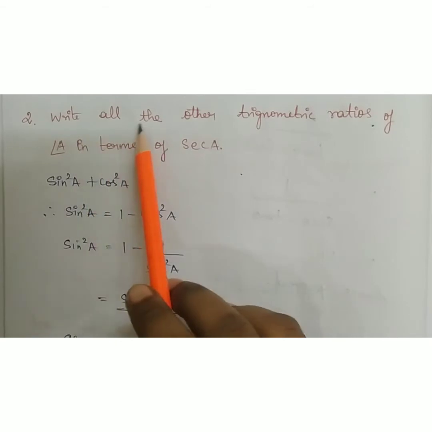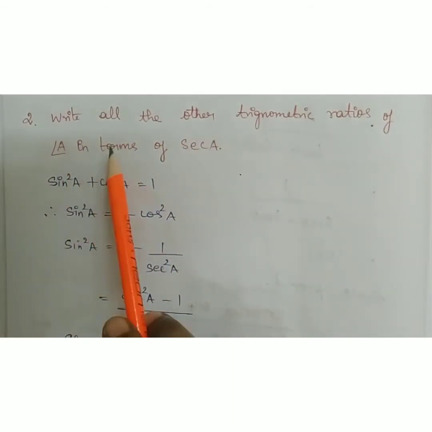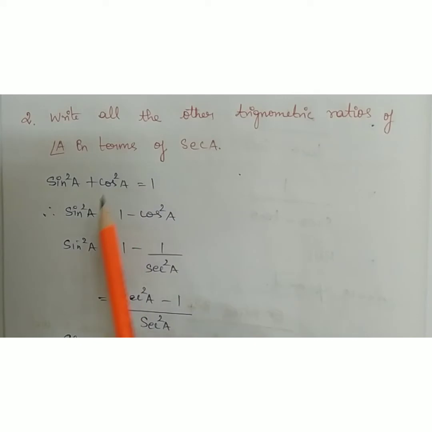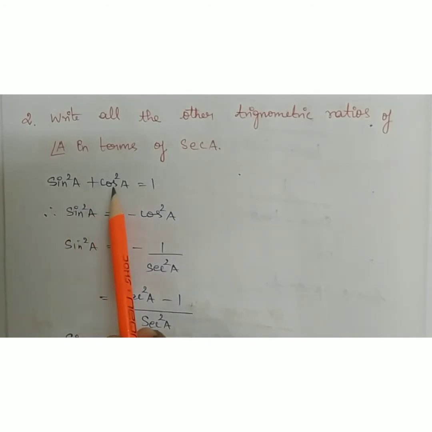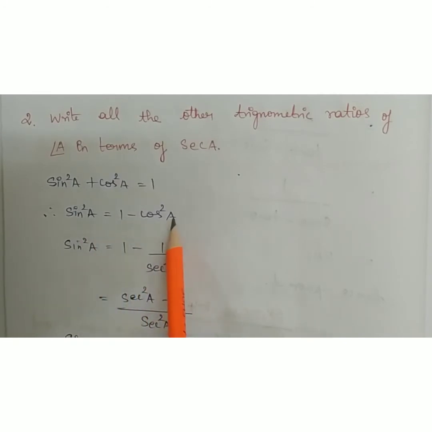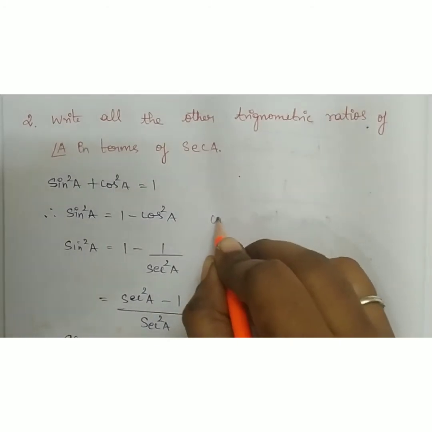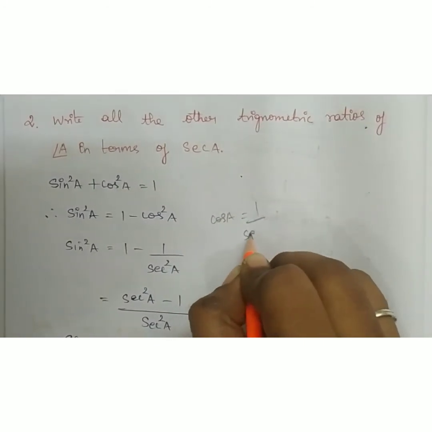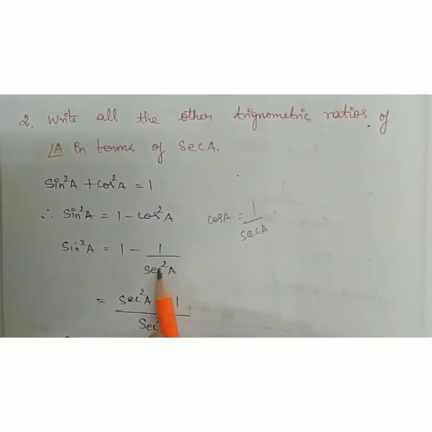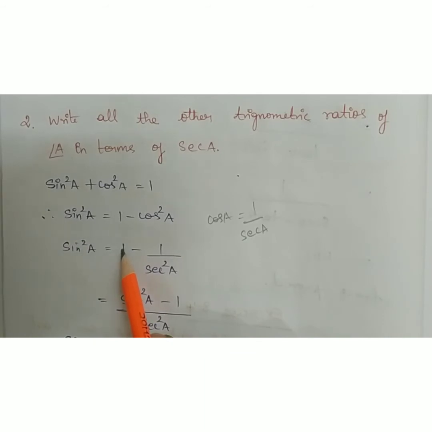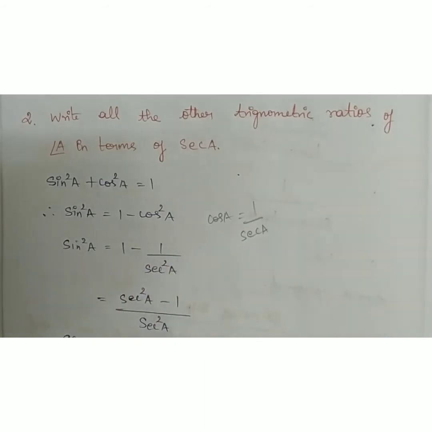Second sum. Write all other trigonometric ratios of angle A in terms of secant A. So first identity, sin square A plus cos square A is equal to 1. So sin square A equals 1 minus cos square A. This cos is expressed in terms of secant, because we have to express in terms of secant A. So cos A is equal to 1 by secant A, so cos square A is equal to 1 by secant square A. You have to take the LCM. So when you take the LCM, it will be secant square A minus 1 by secant square A.